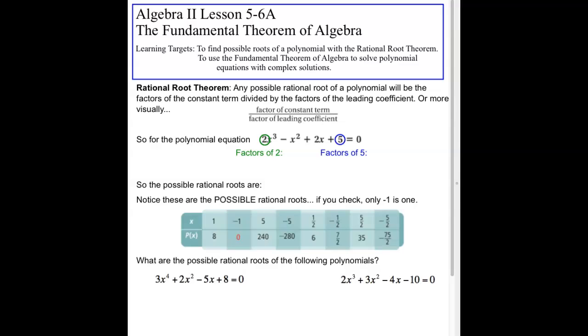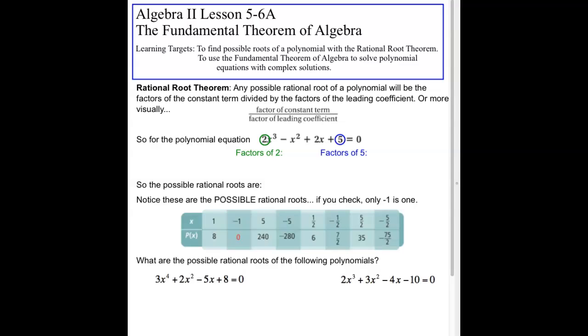Today we're going to look at section 5.6. It does include parts of 5.5, but we're kind of combining it all into one. Our learning targets today: to find possible roots of a polynomial with the rational root theorem, and we also want to be able to use the fundamental theorem of algebra to solve polynomial equations with complex solutions.